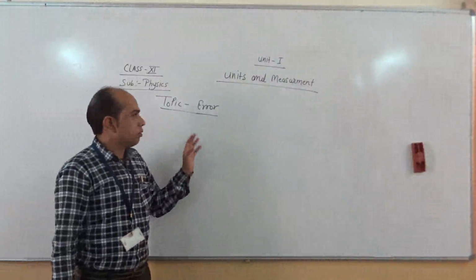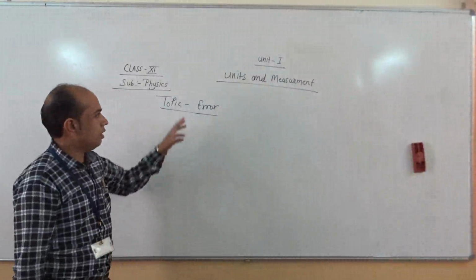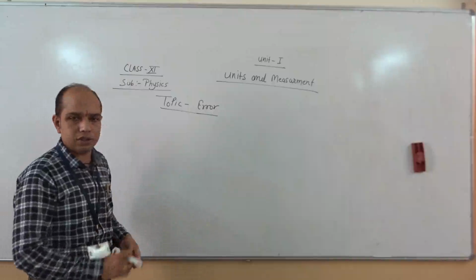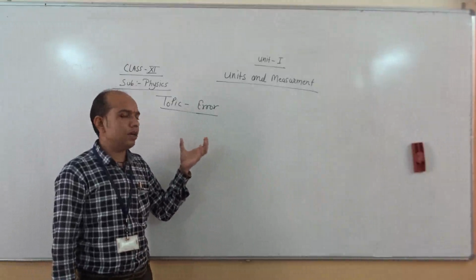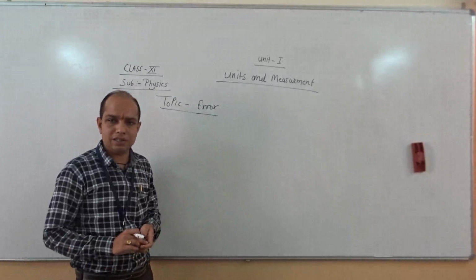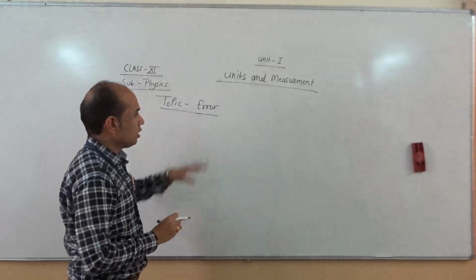So today we start again the unit and measurement chapter, and today we study about errors. What are errors? How to eliminate errors during the observation? Okay. So first of all, I define what is error.